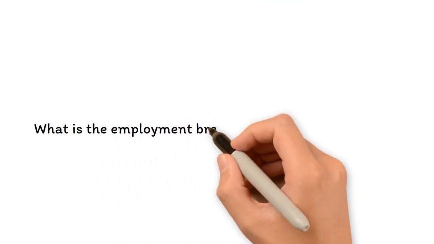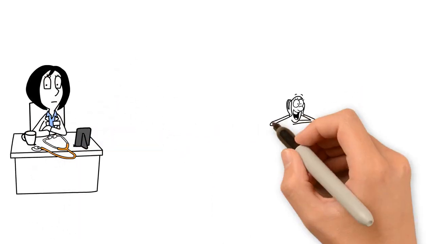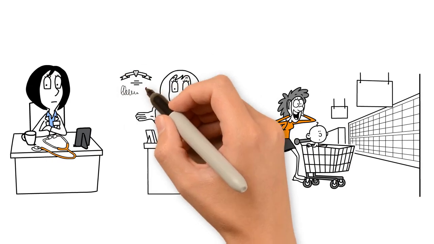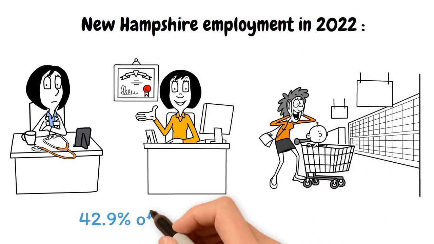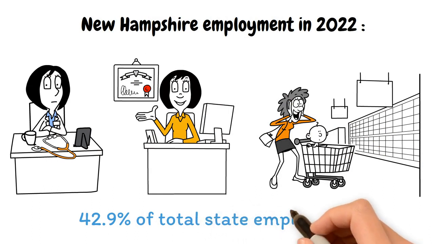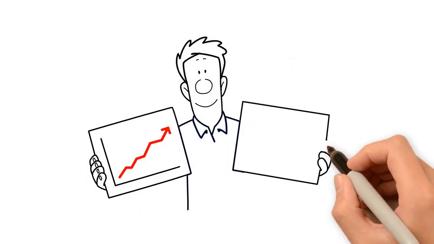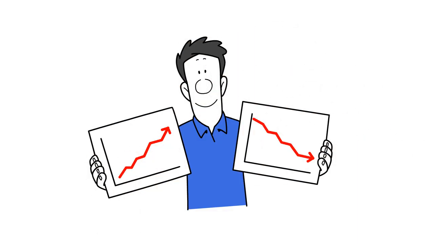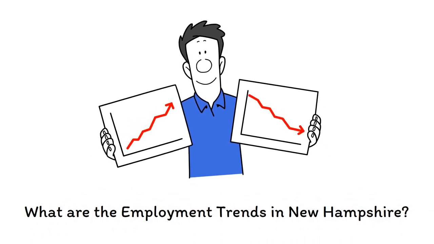What's the employment breakdown in New Hampshire? Healthcare and social assistance, retail trade, and educational services provide the most to New Hampshire employment in 2022, accounting for 42.9% of total state employment. Employment patterns by sector are an essential indicator of which industries are increasing or declining the fastest in the overall state economy. What are the employment trends of New Hampshire?